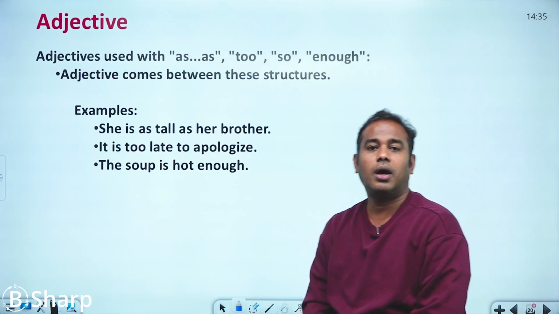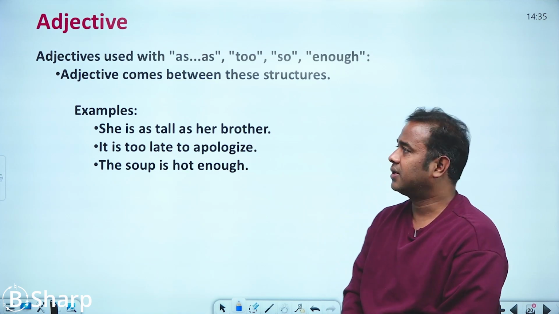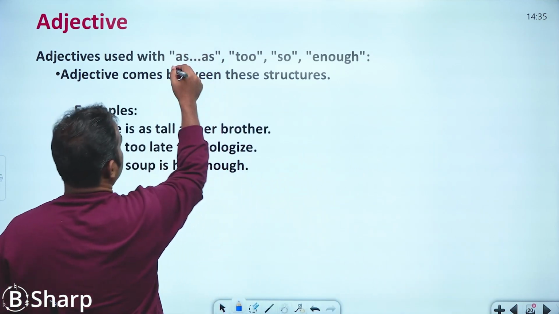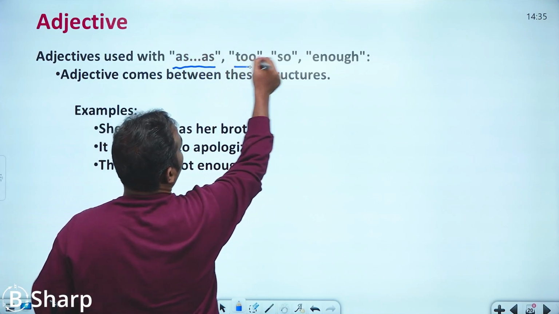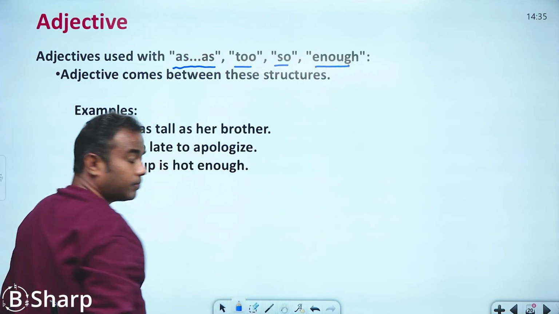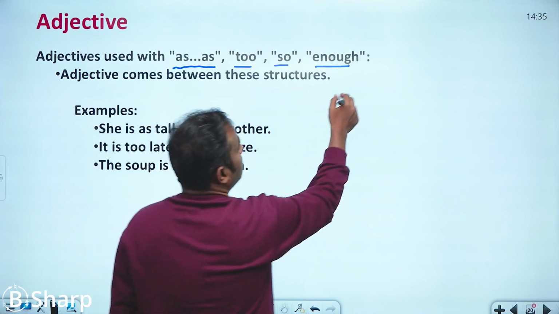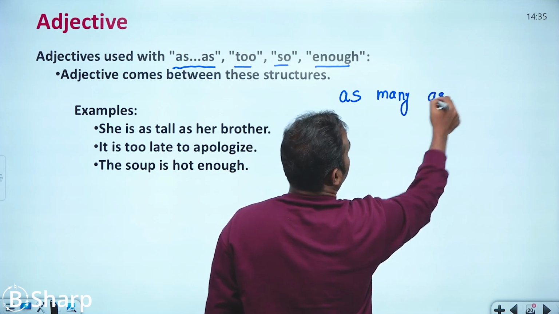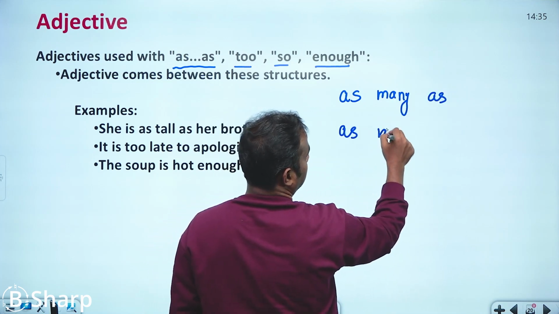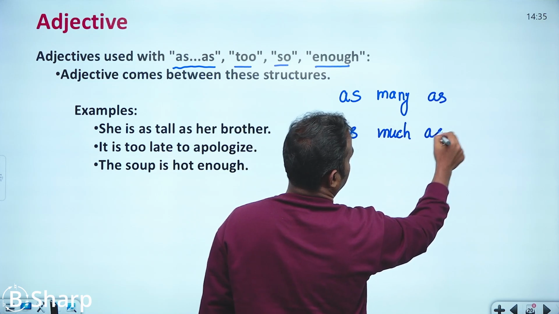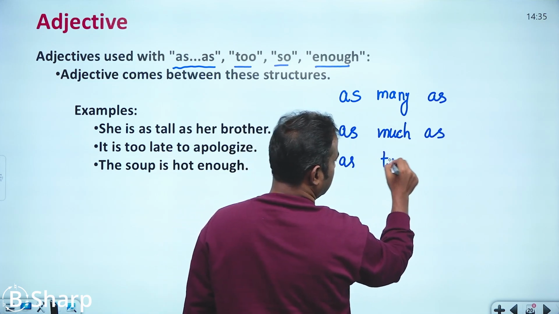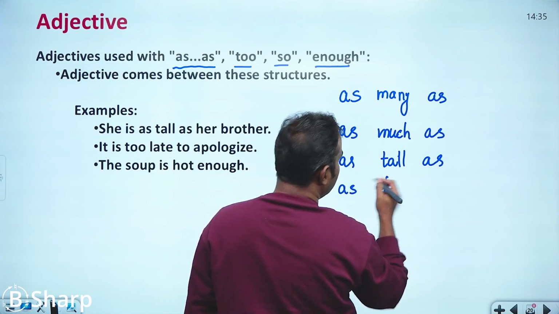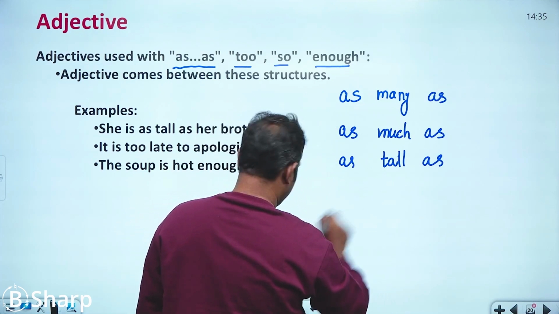Another point you need to remember is that there are some adjectives which are used for specific purposes, like as, to, so, enough. For example, as many as, or as much as, as tall as, as fair as. Likewise you can use some names and so on, whichever way we want.